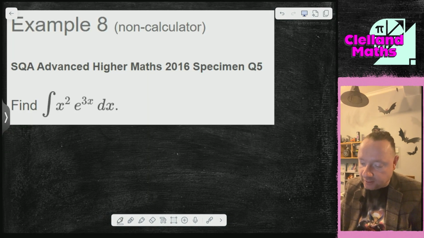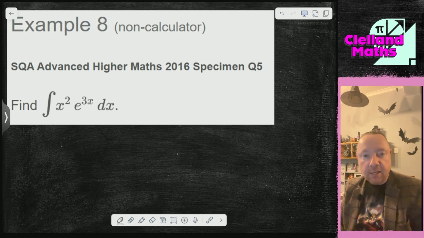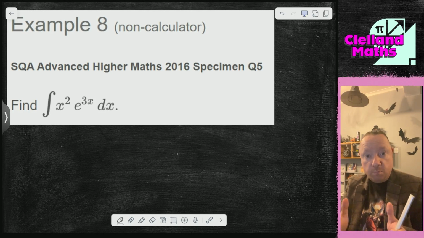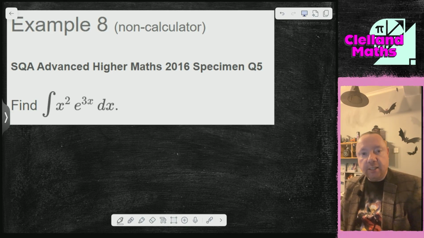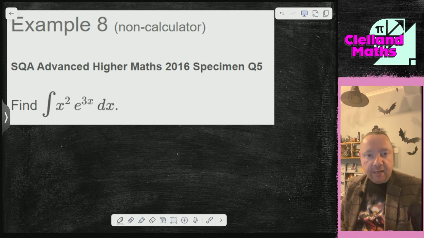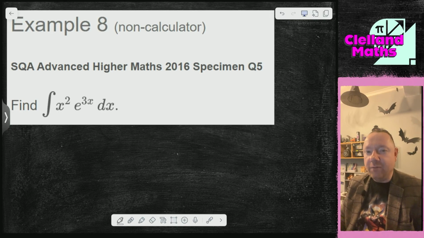SQA Advanced Higher Maths 2016 Specimen Question 5. Find the integral of x squared e to the 3x dx. Well, again, it's two functions times together. So it must be integration by parts. But e to the 3x will never disappear. So it's the x squared that's going to go. But if you think about x squared, if you differentiate it once, you get 2x. If you differentiate it again, you get 2. So you're going to have to do integration by parts twice.